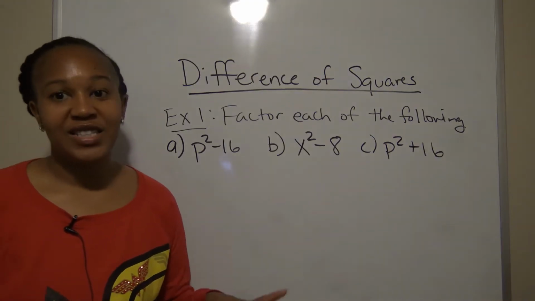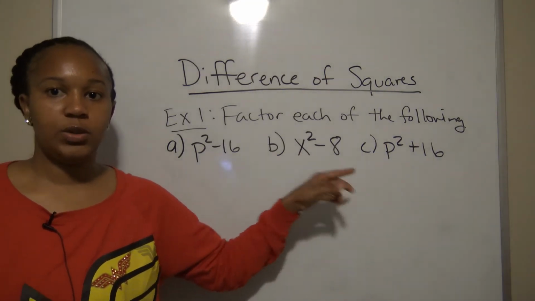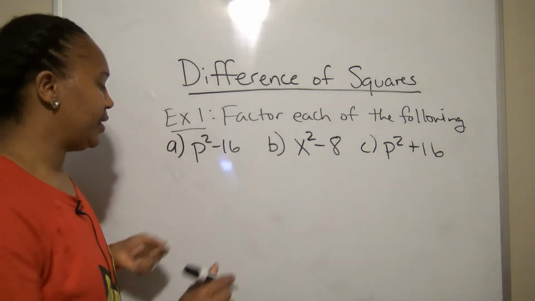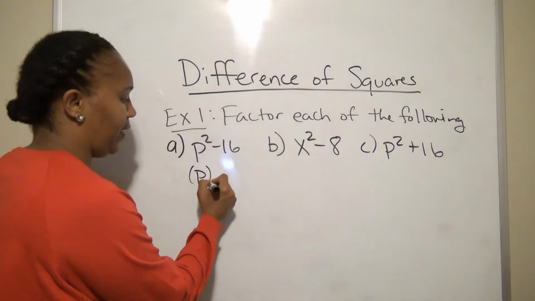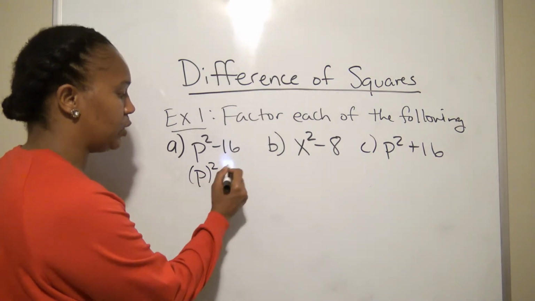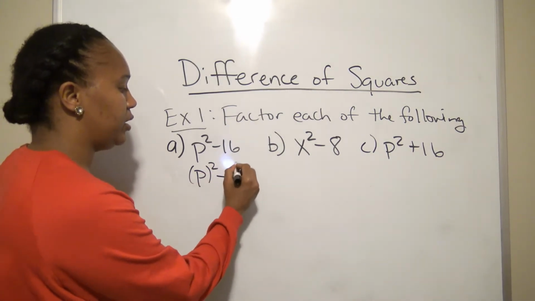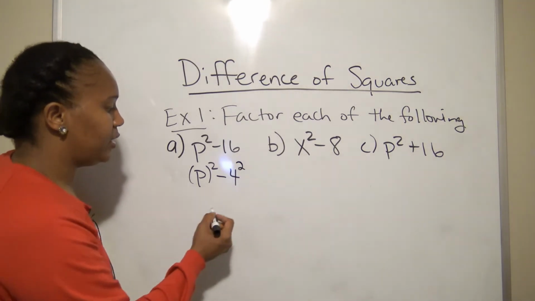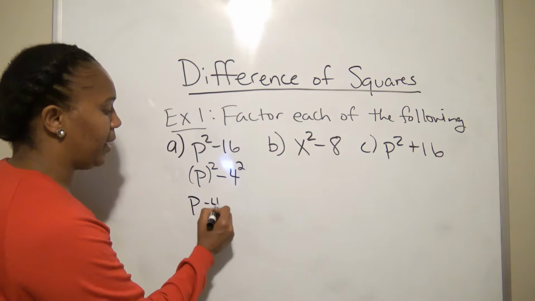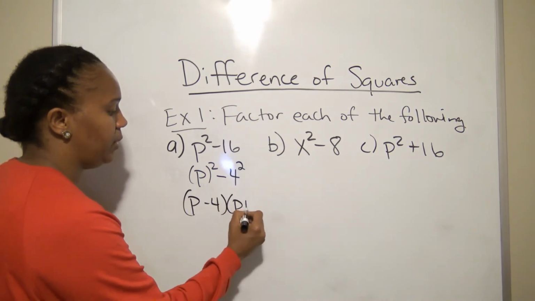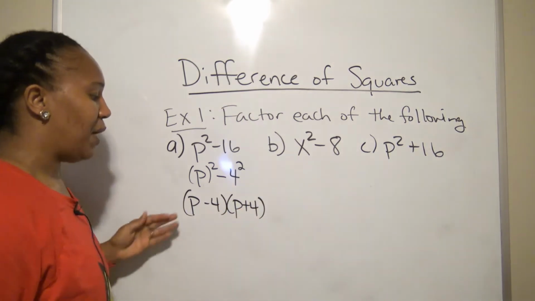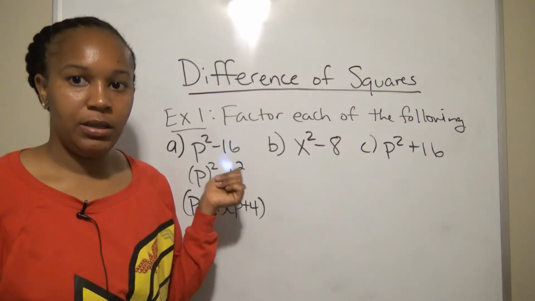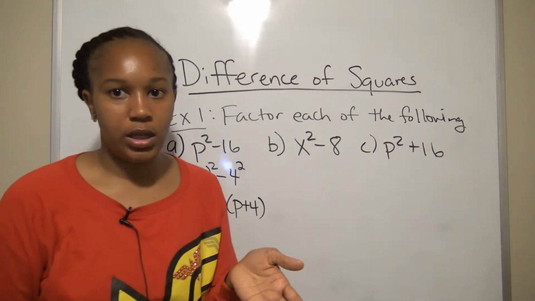Okay, so for this first example, we have three different expressions we want to factor. And for this first one, it's p squared minus 16. So p squared is in fact something squared. That's p squared. And 16 is 4 squared. Since I can write 16 as 4 squared, then this is the difference of squares. So I will write this as p minus 4 times p plus 4. If I was to go multiply this back out, it would give me p squared minus 16. Okay, and if you don't believe me, you can go check and see.